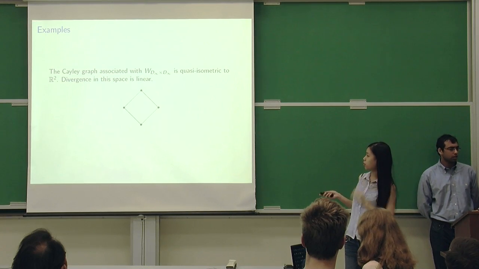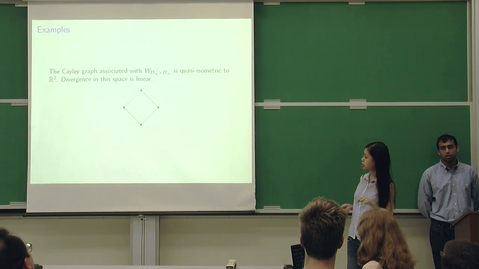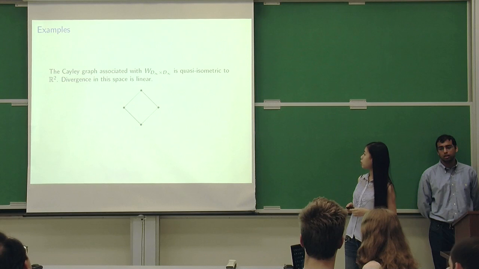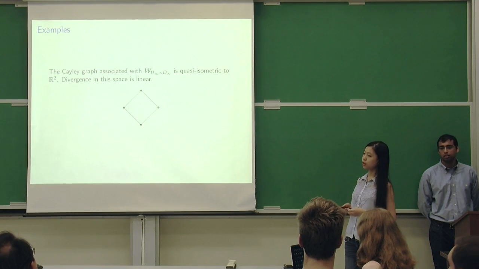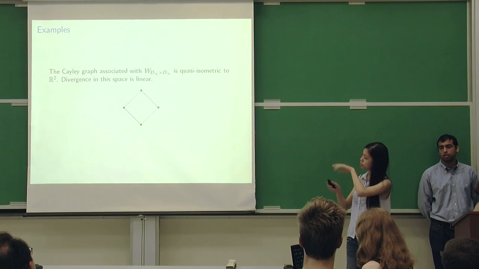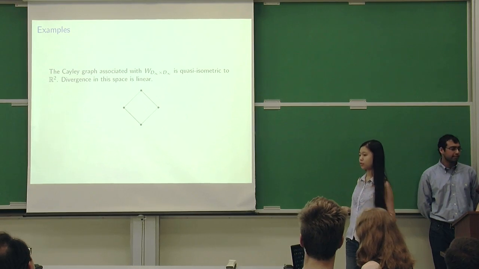So here's an example of a Cayley graph of a Coxeter group. It's one from earlier, 2 slides ago. This is just infinity cross infinity. The Cayley graph associated with this is quasi-isometric to R2. If you build the Davis complex out of this, it looks like a grid of squares that goes on forever. So this has linear divergence because it's just R2.